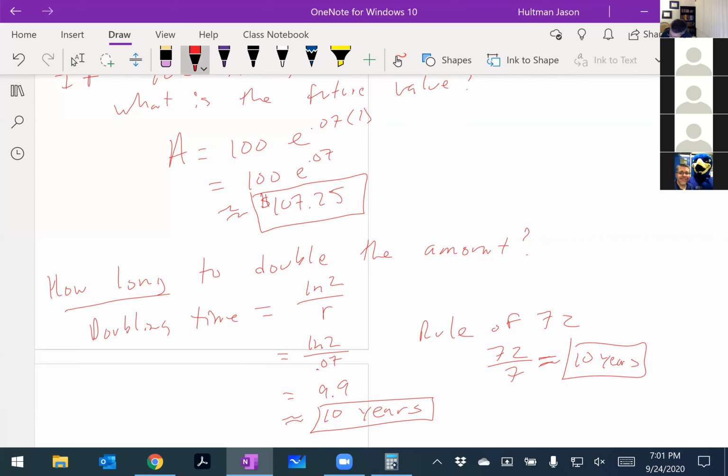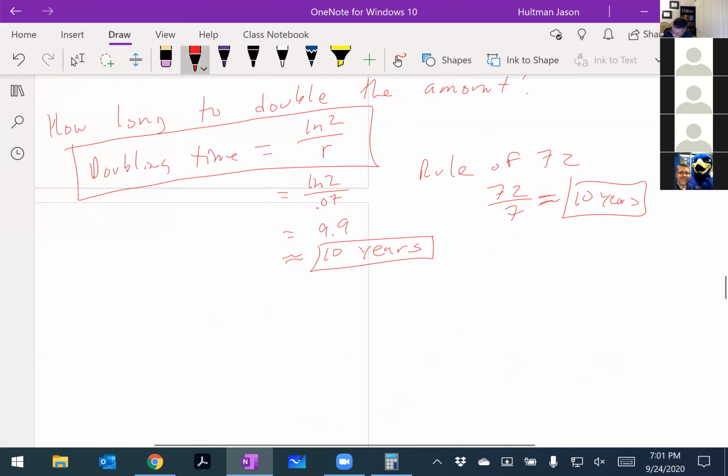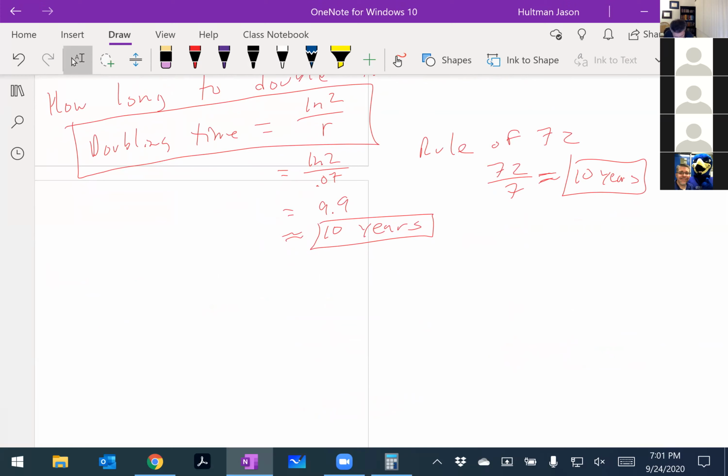Okay, so keep that in mind for our doubling time. Did we go over this already? I feel like we already went over that doubling time. So hopefully we did. I think we've gone over it a couple of times.